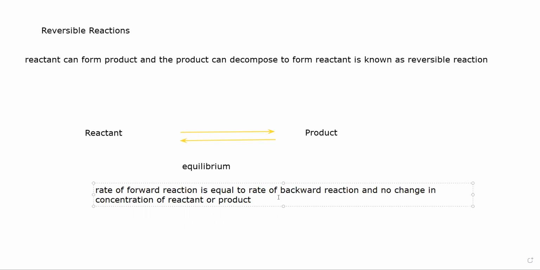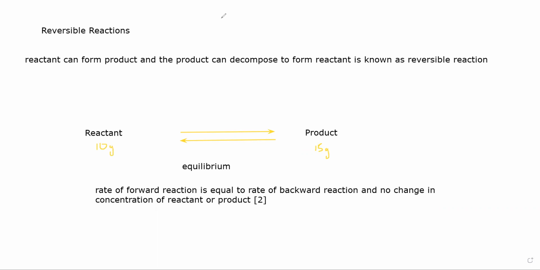You have to learn this definition. You will find this as a 2-mark question, like define the term equilibrium. So equilibrium means the rate of forward is equal to rate of backward and there is no change in concentration or amount of reactant and product. Example, say you have 10 grams of reactant and you have 15 grams of the product at a certain point.